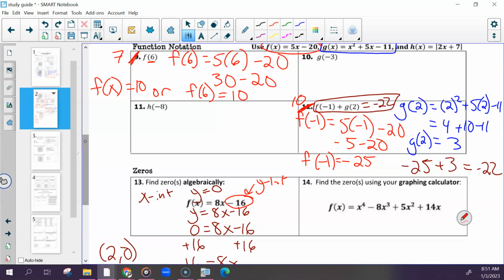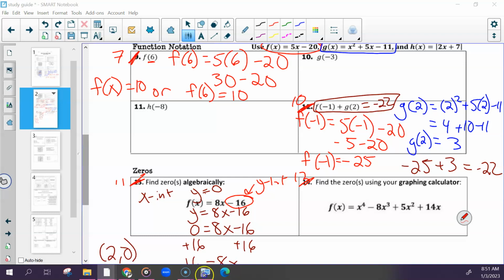Other questions on this page? 14 on yours, which is 12 on the paper. So in your calculator, this is just you putting it in there. If you didn't grab your calculator, make sure you go grab that.